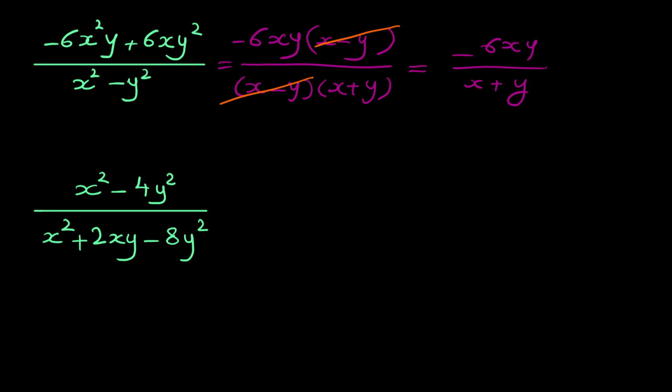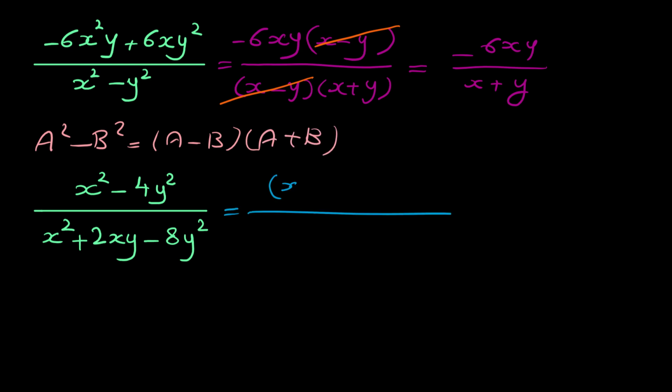Now look at the next example, x to the 2 minus 4y to the 2 over x to the 2 plus 2xy minus 8y to the 2. Again, for the numerator we use this famous identity, a to the 2 minus b to the 2 is a minus b times a plus b. By using this identity for the numerator, we have x minus 2y times x plus 2y.